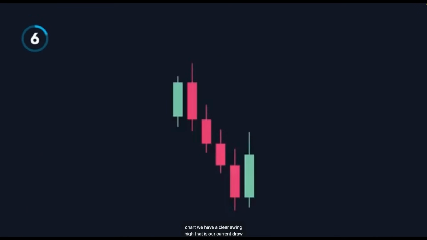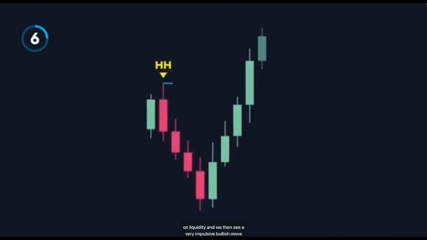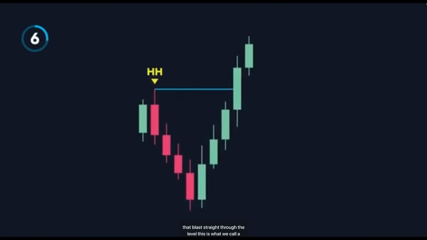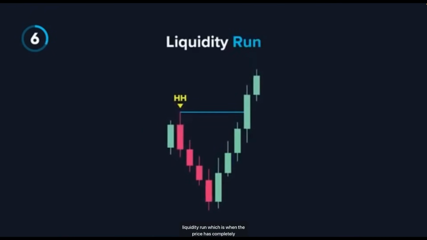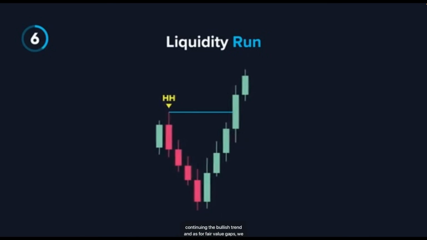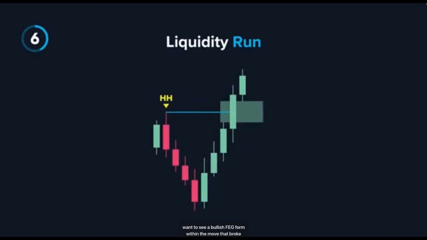In this first chart, we have a clear swing high that is our current draw on liquidity, and we then see a very impulsive bullish move that blasts straight through the level. This is what we call a liquidity run, which is when the price has completely disrespected the previous swing high, which confirms that we are continuing the bullish trend. And as for fair value gaps, we want to see a bullish FVG form within the move that broke through the liquidity level, as this will create the strongest type of FVG we can find, because it has the confluence with the liquidity run, which makes it a very high probability area of support.